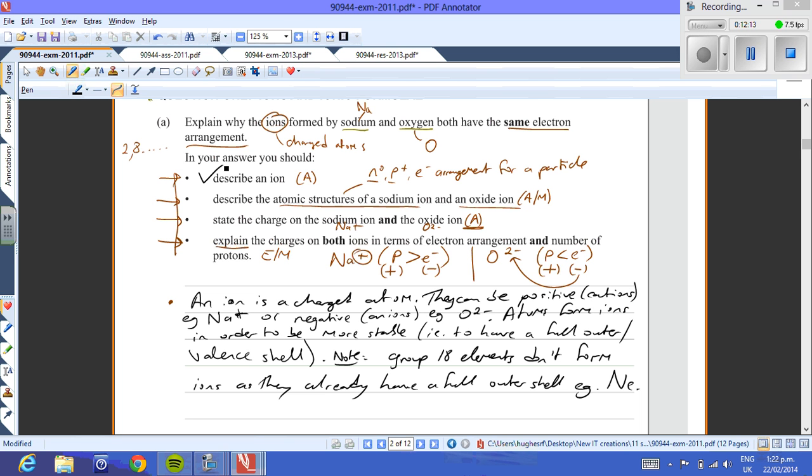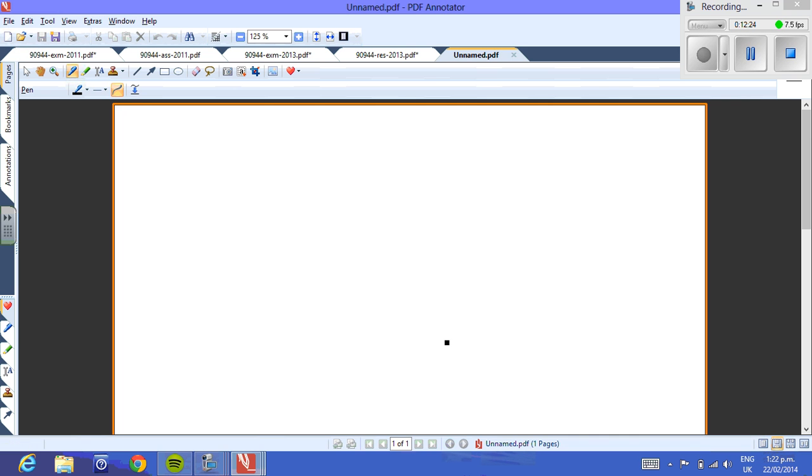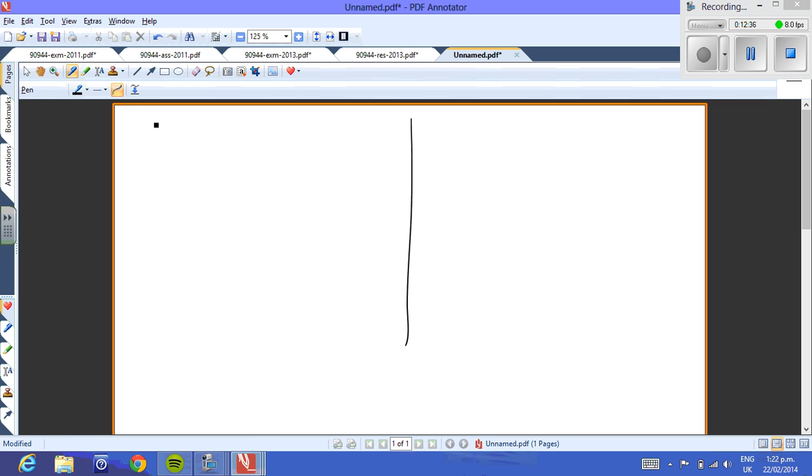Describe the atomic structures of a sodium ion and an oxide ion. So we've got to do this now. I'm going to get a new page just for this, so I have a bit more space. Okay, so let's go back to the question. It said, describe the atomic structures of sodium and oxide ions. So let's just put them side by side here. Sodium ion is Na+, oxide ion is O2-. We need to look up sodium now, so number of protons, neutrons, and electrons, and for oxygen we need to know the number of protons, neutrons, and electrons as well.